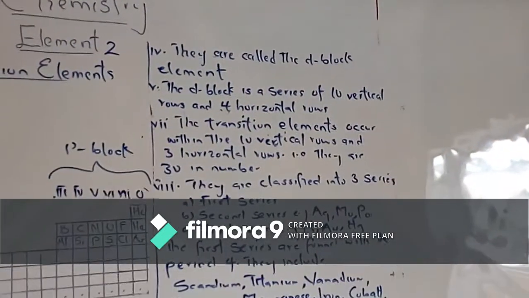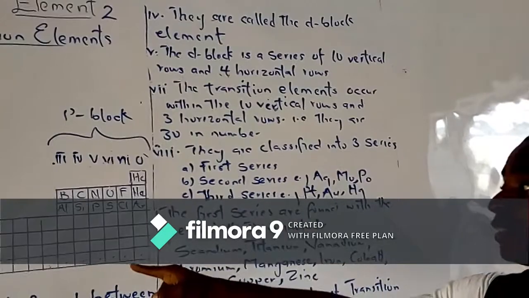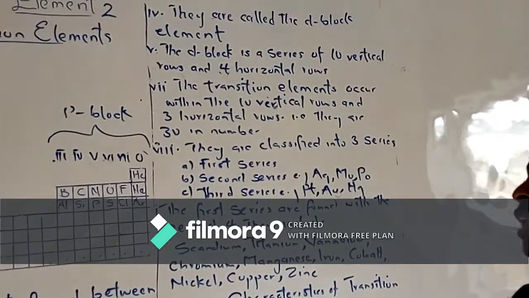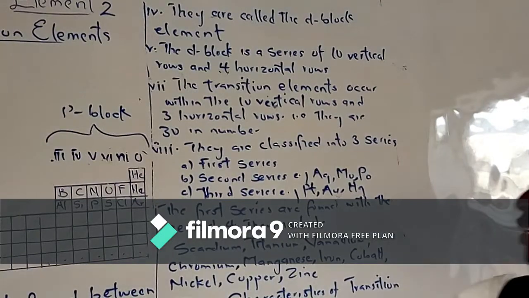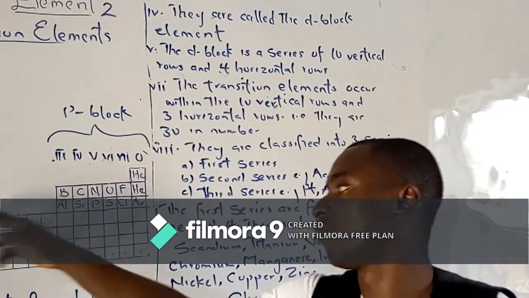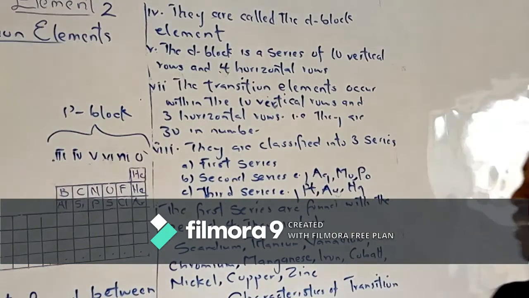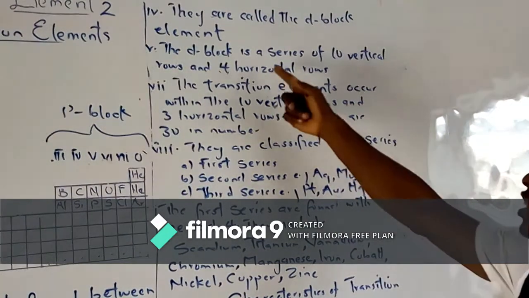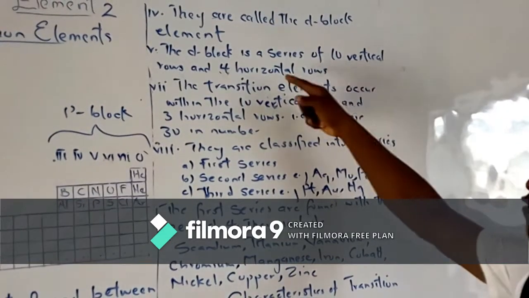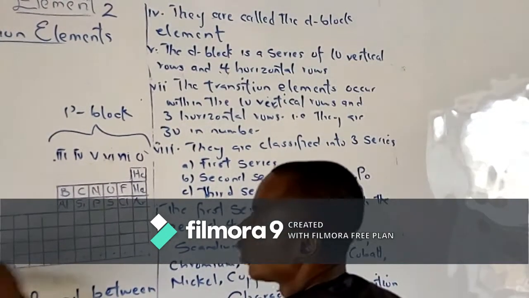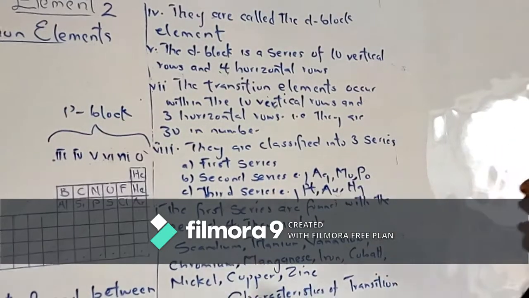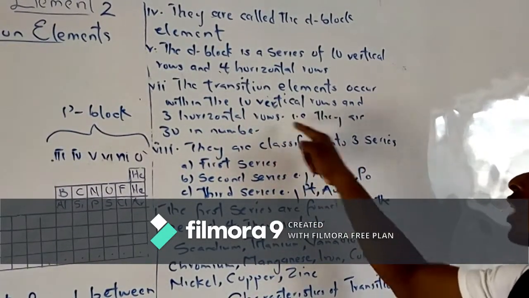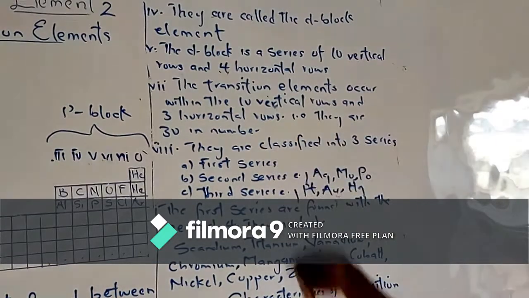But don't forget, not everything within the D block is a transition element. The transition elements are found within the first 30 elements. The rest, we'll be talking of radioactive elements. The D block is a series of 10 vertical rows and 4 horizontal rows. The transition elements occur within the 10 vertical rows and the 3 horizontal rows. They are 30 in number.